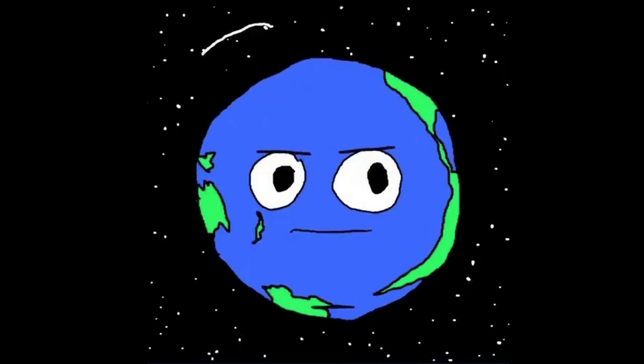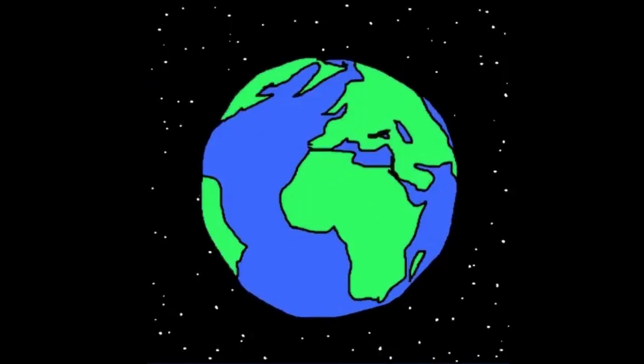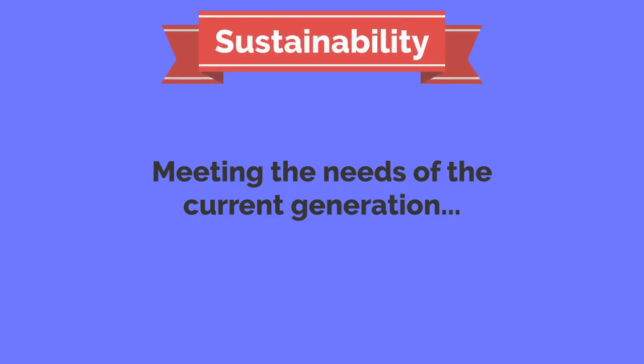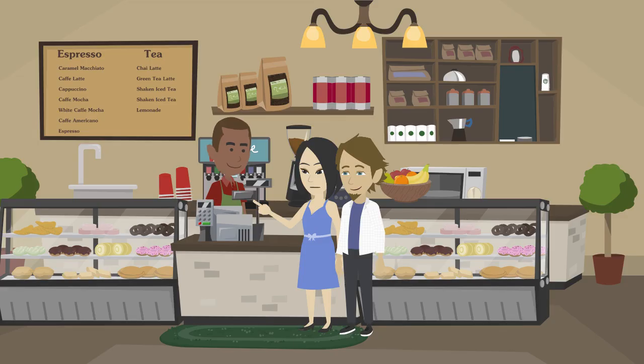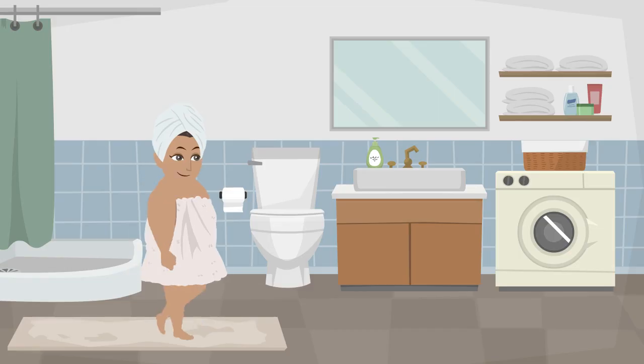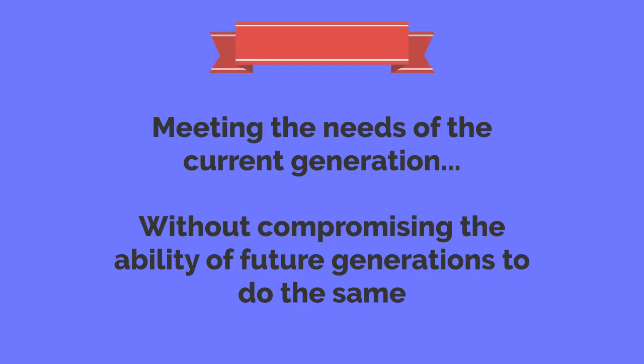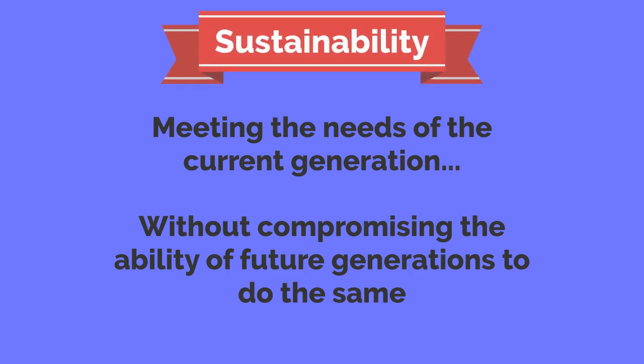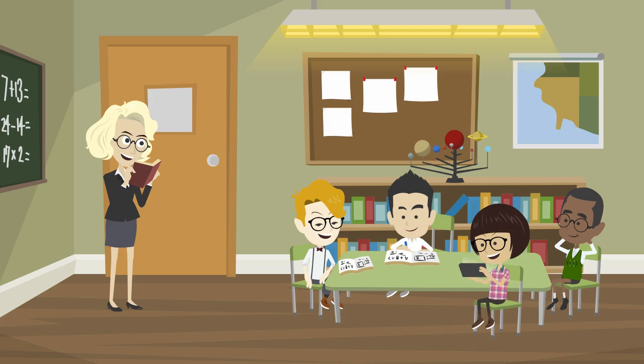The climate is changing, and it is our job as engineers to help prevent that. Sustainability is meeting the needs of the current generation, like producing the food, medicine, energy, and other products we might need to live. But doing so sustainably means meeting the needs of the current generation without compromising the ability of future generations to do the same.